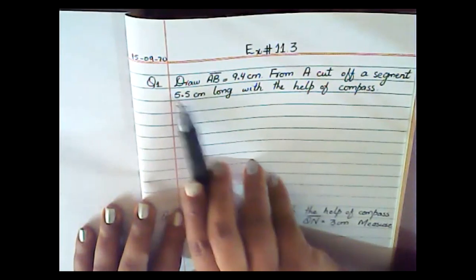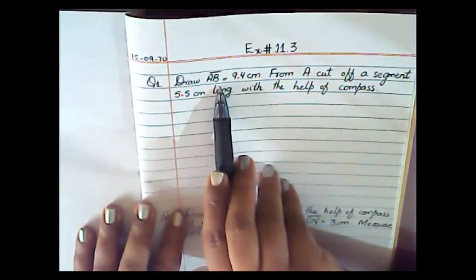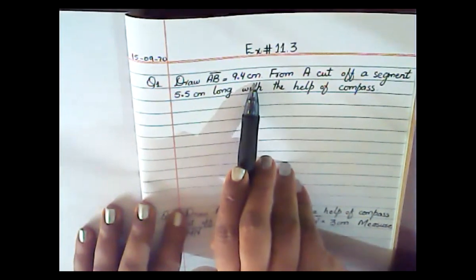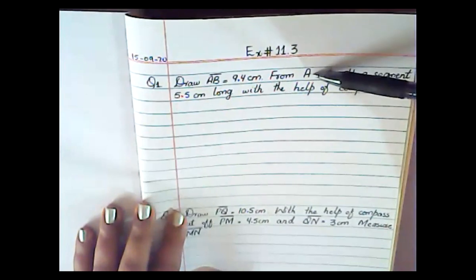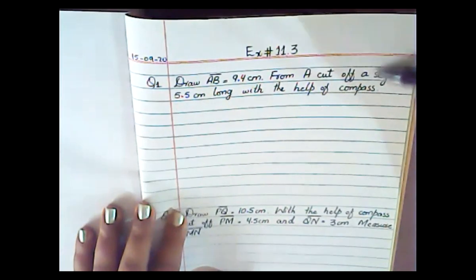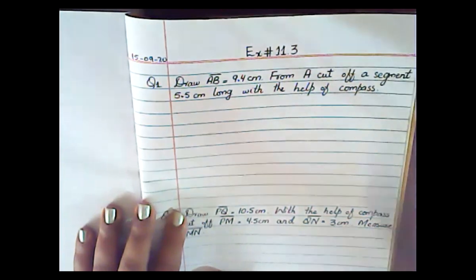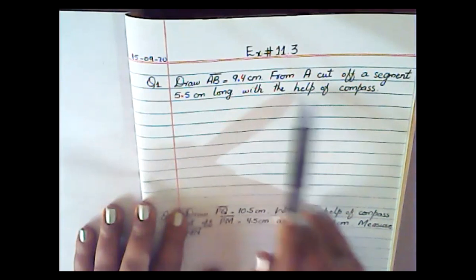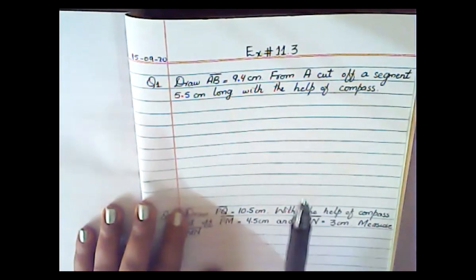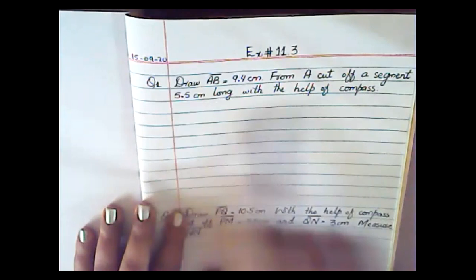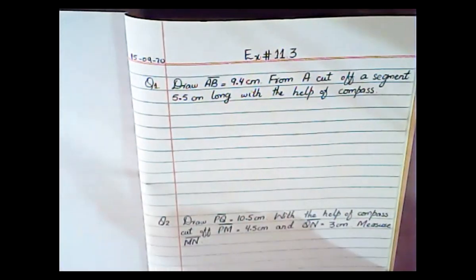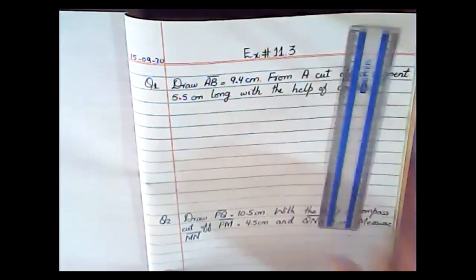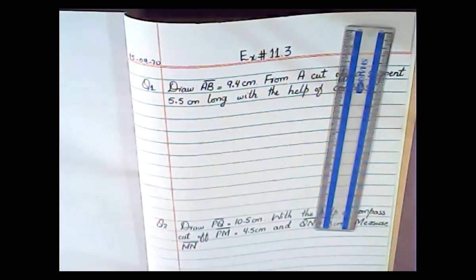What is your question number one here? Draw AB equal to 9.4 centimeters. Then from A, cut off a segment, a small portion, that should be 5.5 centimeters long with the help of a compass. For the construction of this line segment, what things are required? Number one, obviously a scale. Then what will you require next?